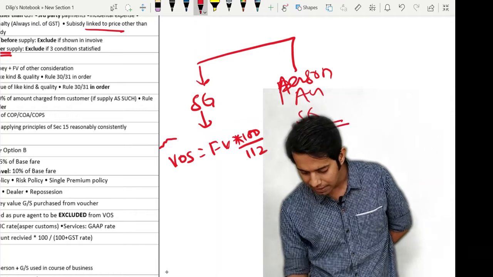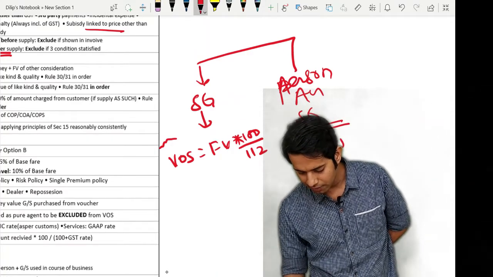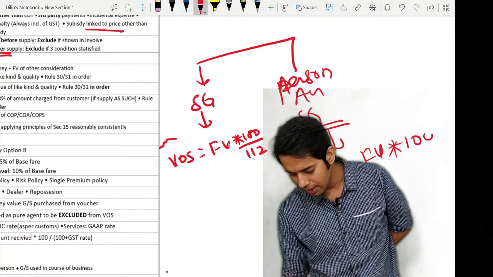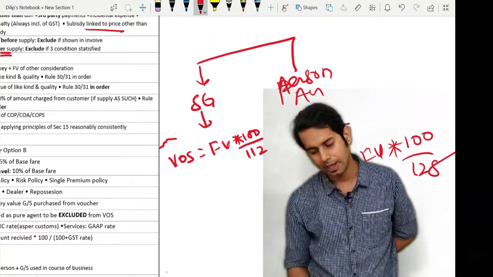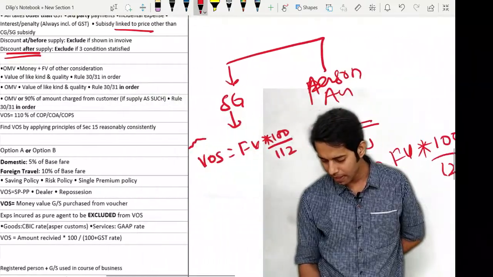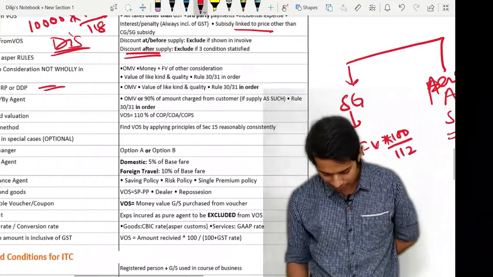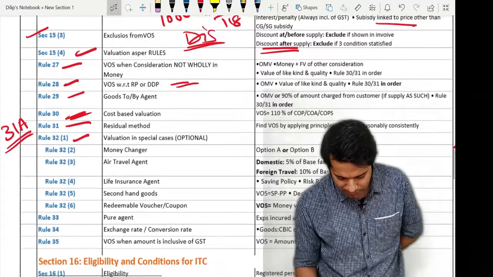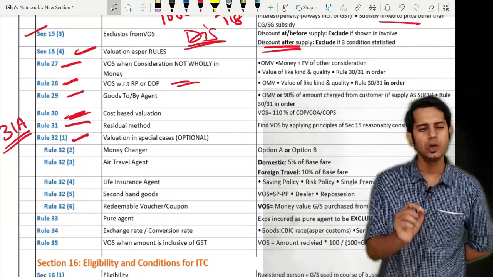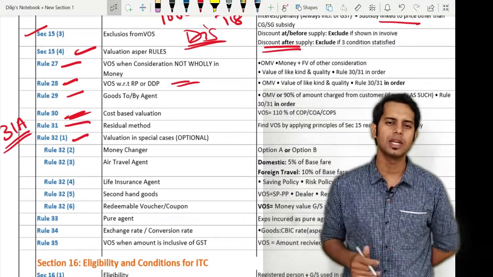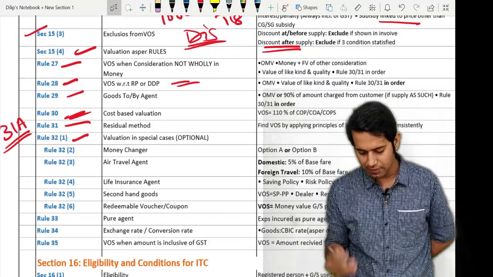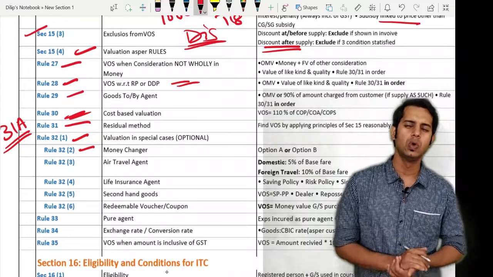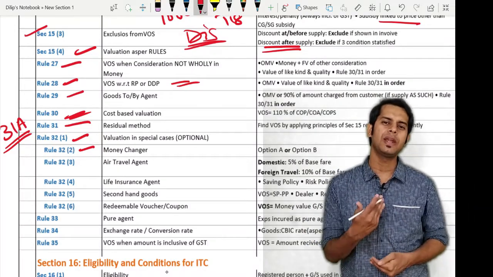If lottery is run by any person authorized by state government, then value of supply is equal to face value into 100 divided by 128. Face value into 100 divided by 128 will be the value of supply. Then rule number 32. Whatever is specified in rule number 32 is just an option which is given to the following people.